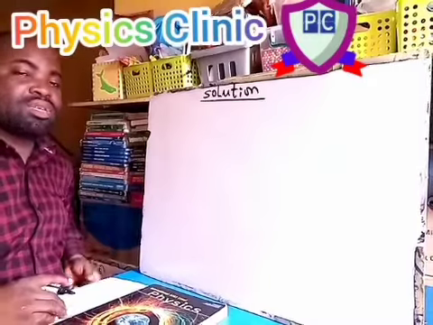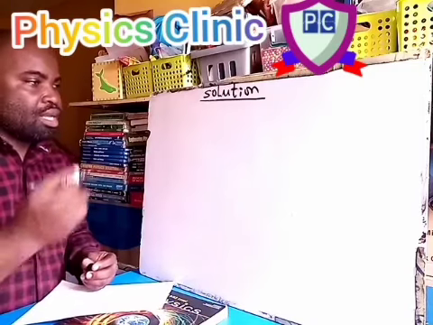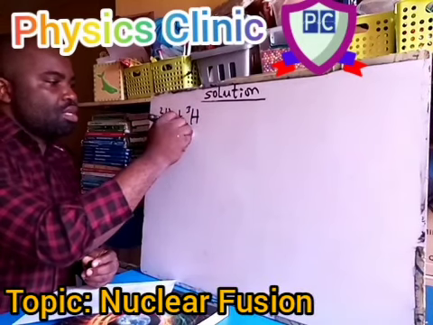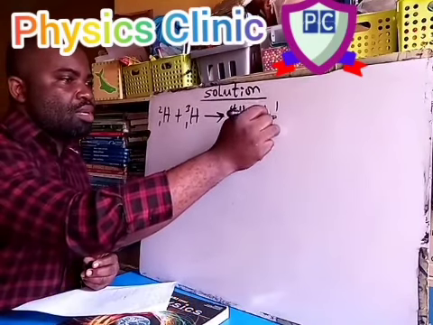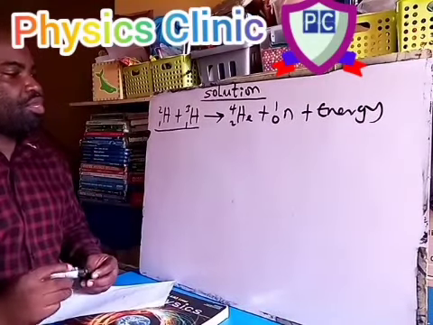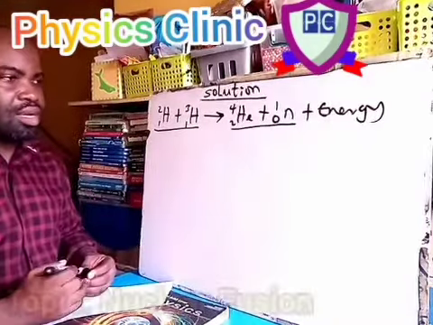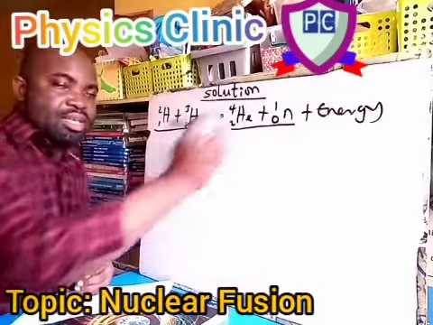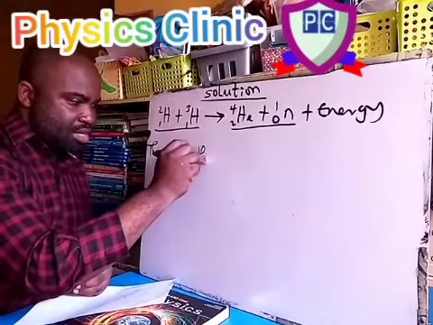Solution. The first thing we are going to do is to calculate the total mass of the reactants. In the equation, we are given hydrogen 2 plus hydrogen 3 combining to give us helium, and a neutron is released, plus energy. Now, hydrogen 2 and hydrogen 3 are the reactants, and the products here are helium and neutron. So the first thing we are going to do to find the energy released in this process is to calculate the total mass of the reactants.